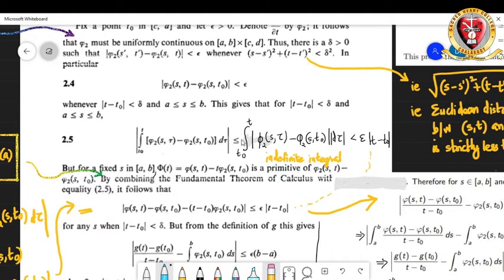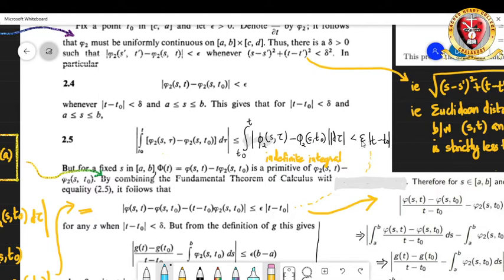Then that is less than or equal to, by the property of integral and modulus, the integral from t naught to t of modulus of phi 2 of s tau minus phi 2 of s t naught, modulus of d tau. It will become like this, less than or equal to this term. And we know that the term sitting here will be strictly less than epsilon from the earlier inference. So you can write this is strictly less than epsilon times the integral from t naught to t of modulus of d tau. That is nothing but modulus of t minus t naught. So we obtain that.